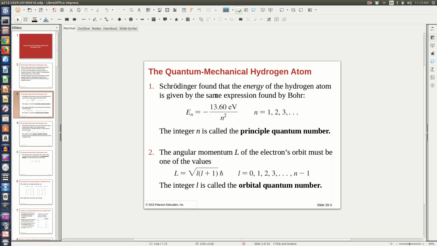Now, as we add in the angular momentum of the electron's orbit, it has value capital L, and it has units of h bar. And there's a small l, which we will call our orbital quantum number, and it can take on values anywhere from 0 up to n minus 1. So for a given n, let's just say the n equals 3 orbital, then the angular momentum of the electron can take on values with orbital quantum numbers 0, 1, and 2.